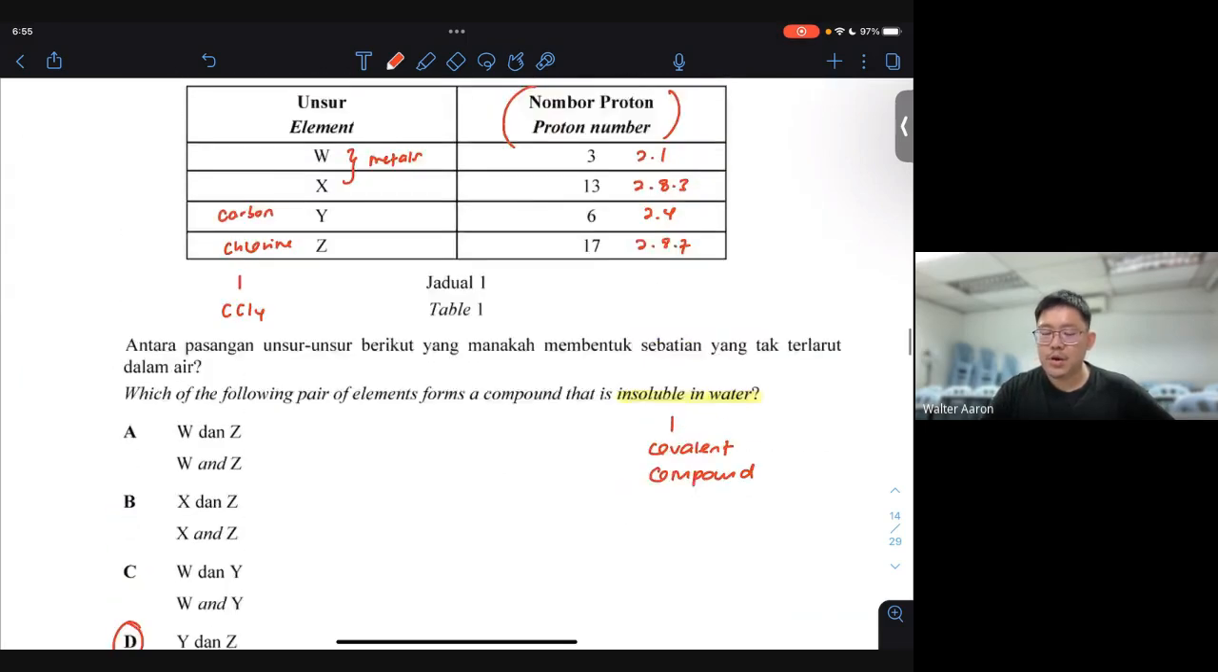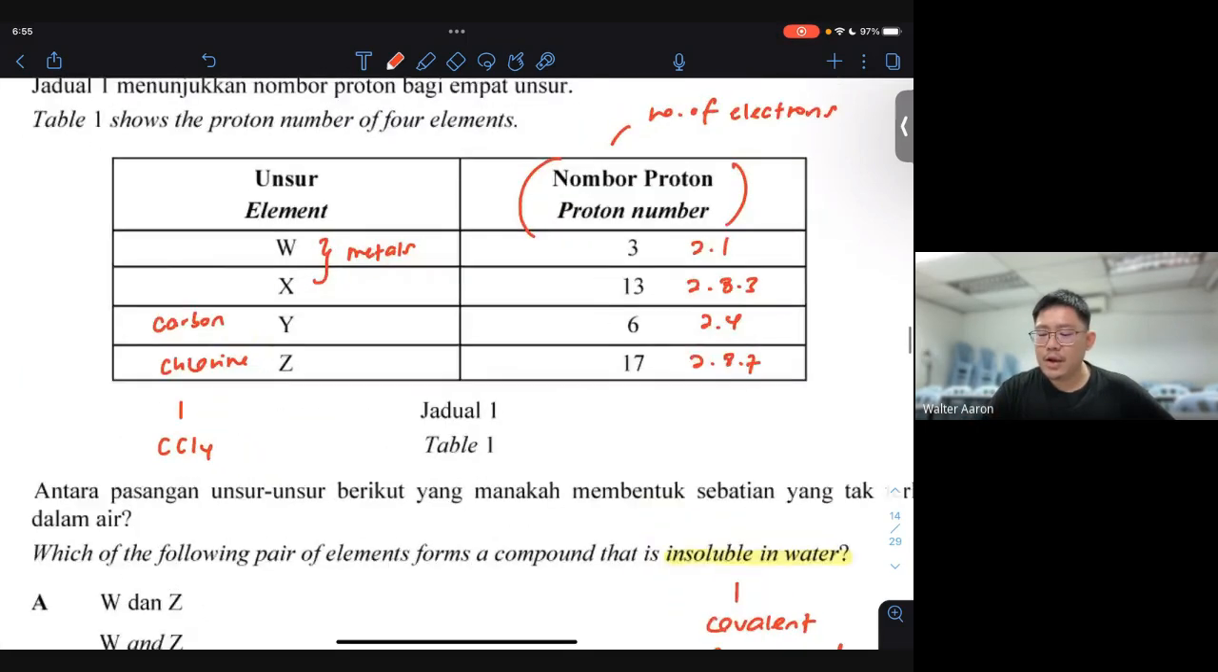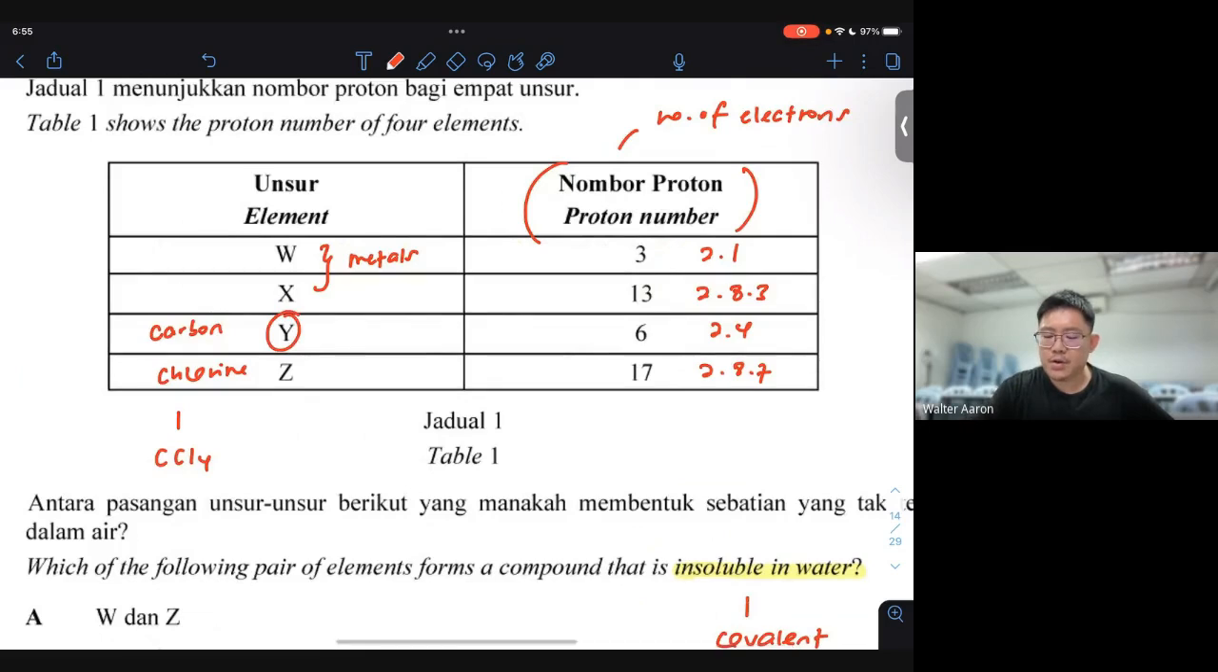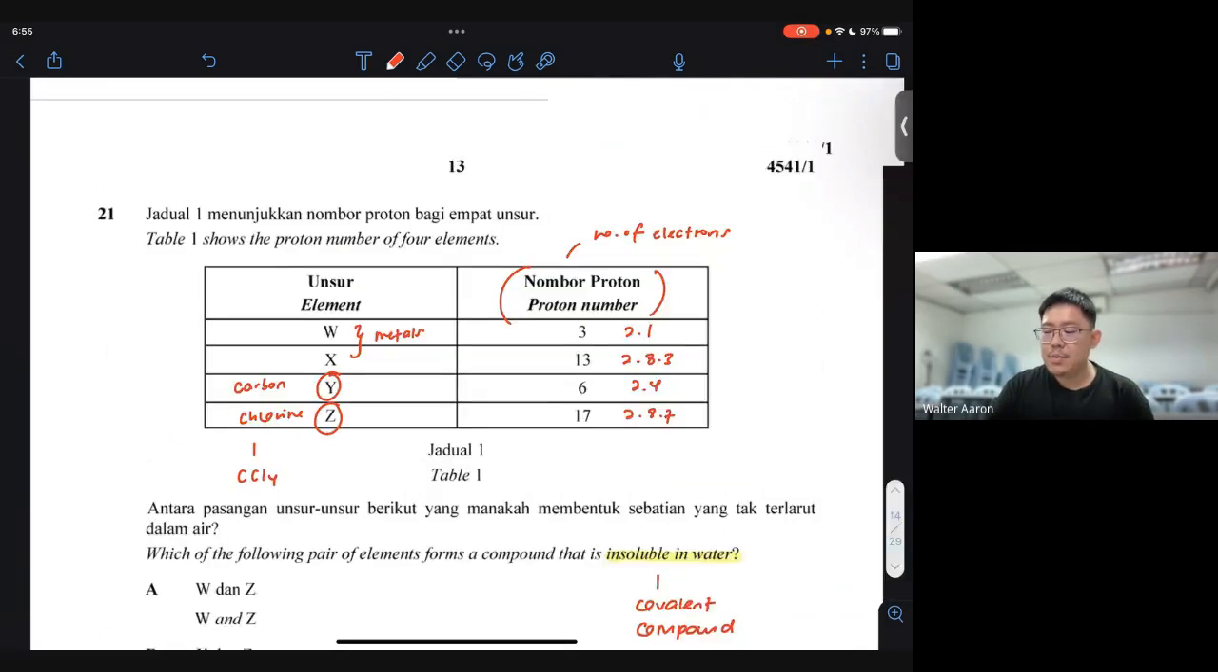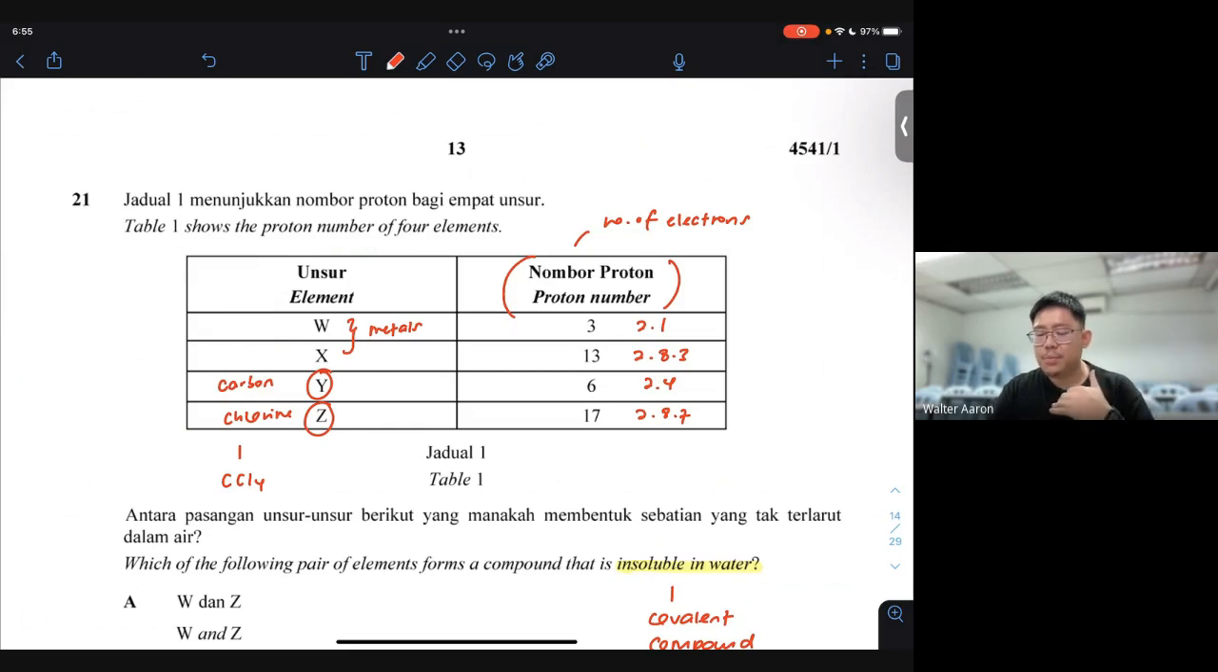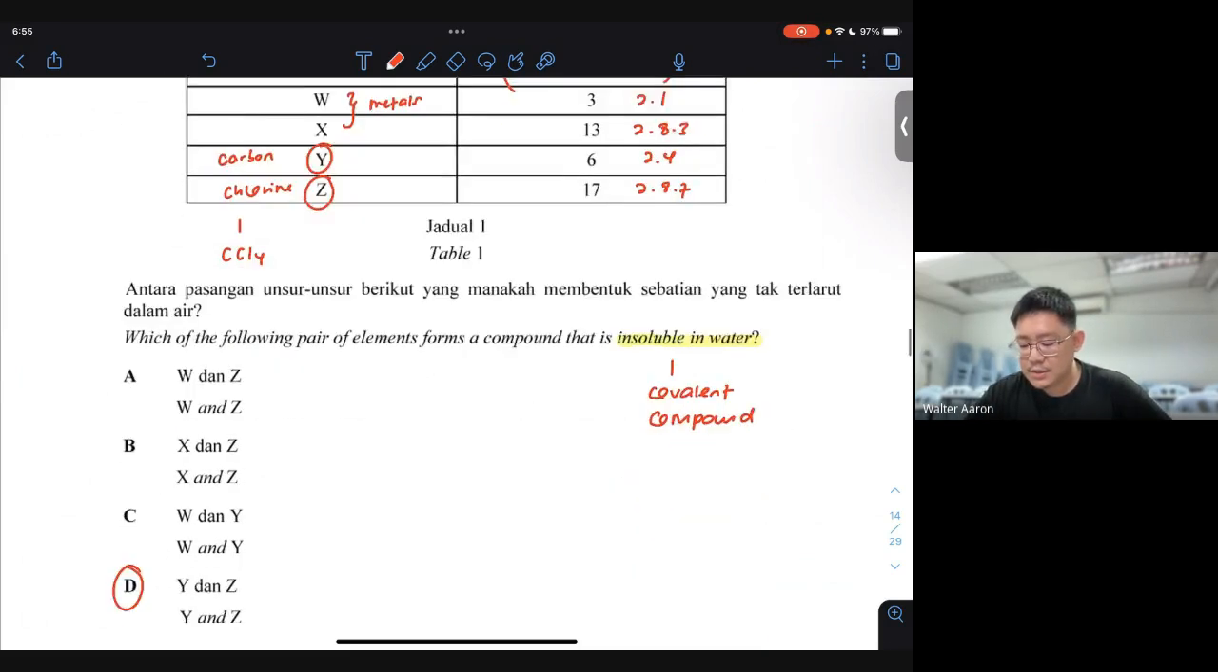Now, if you're wondering how you can make sure that Y is carbon or Z is chlorine, how do I confirm that? Remember that you'll be given a copy of the periodic table, so you can utilize that and check the information that you need. The periodic table is your best friend. So take a look at the periodic table. You will realize that Y corresponds to carbon and Z corresponds to chlorine. So the answer is D.